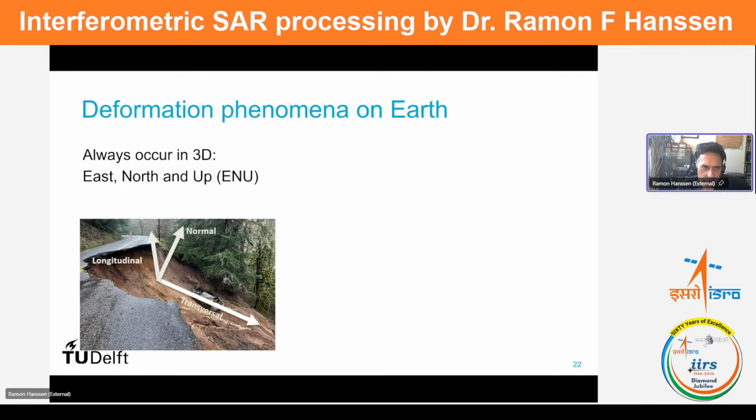So this is what we're talking about. For example, if we have a landslide here, as you can see over here, then the motion happens in the 3-dimensional world. But what we can do is come up with an alternative coordinate system. And we call that coordinate system TLN, so transversal, longitudinal, and normal, where transversal is related in this case to the slope, longitudinal is in this case related to the iso-elevation line, or in this case, the street, for example, and the normal would be orthogonal to that.